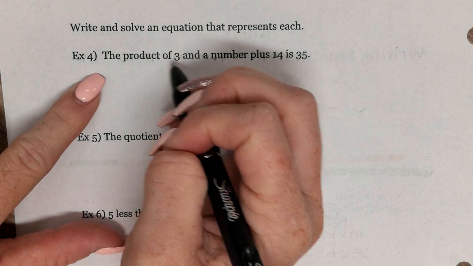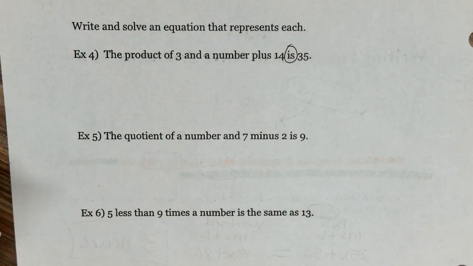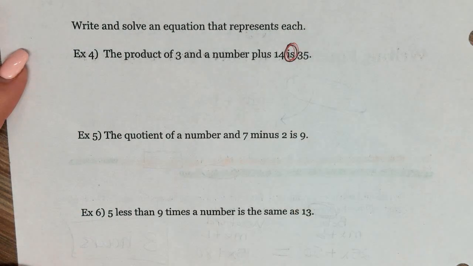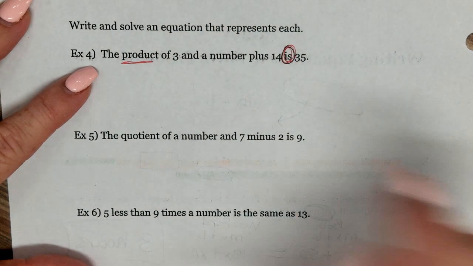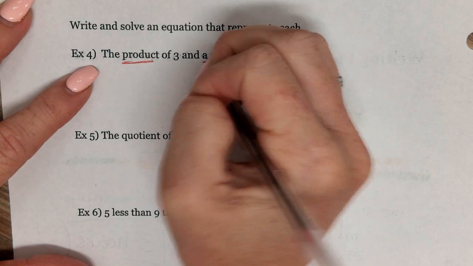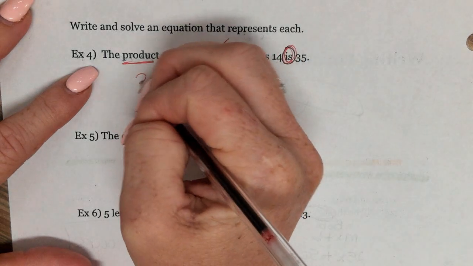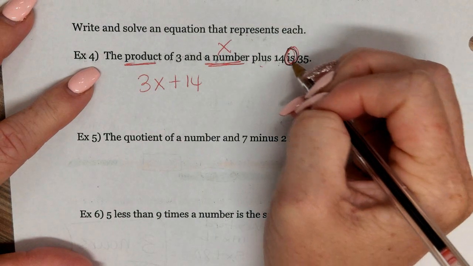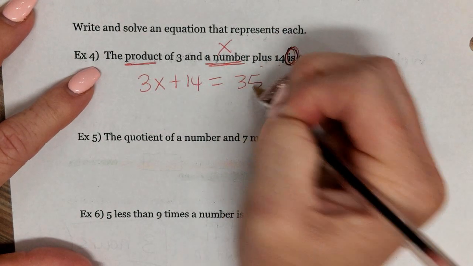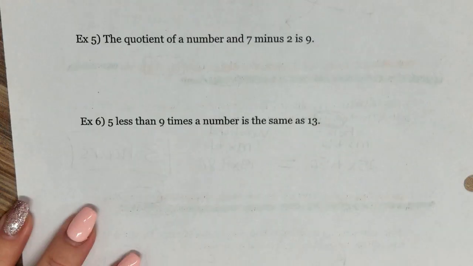The product of 3 and a number plus 14 is, did everybody see the word for equals? Circle it. All right, the product. What is a product? Multiplication of 3 and a number. What's a number? X. So how would I write 3 times x? 3x plus 14. So plus 14 is, so equals 35. Could I now solve that in my calculator under y equals? Do I have to go do that with y'all or everybody got that? Good? All right, let's do the next one.